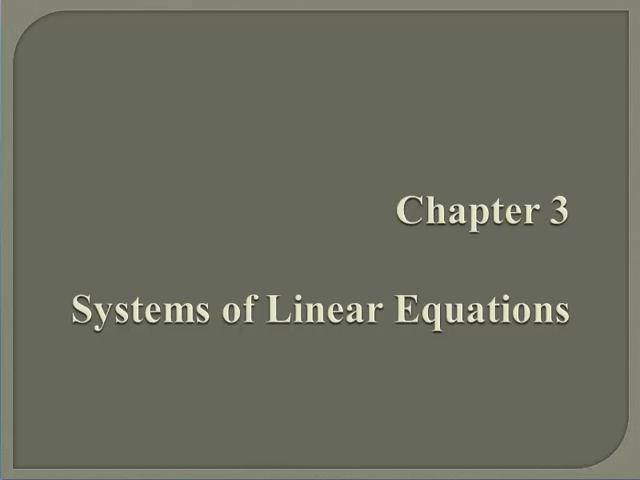In Chapter 3, we're going to start looking at a type of mathematical object called a system. A system is going to be multiple equations considered as a group. So we're going to look at systems of linear equations.